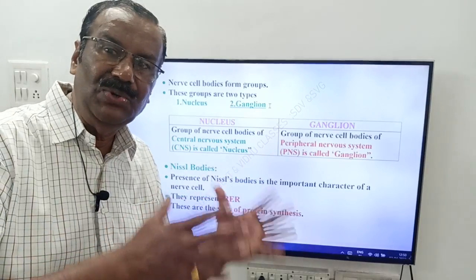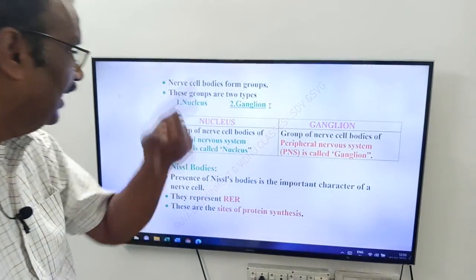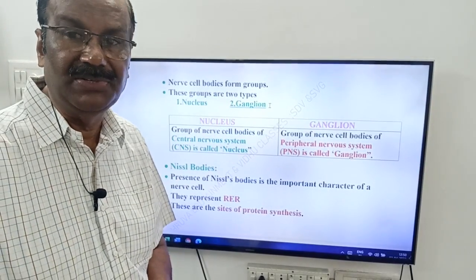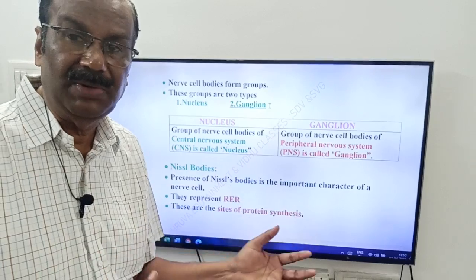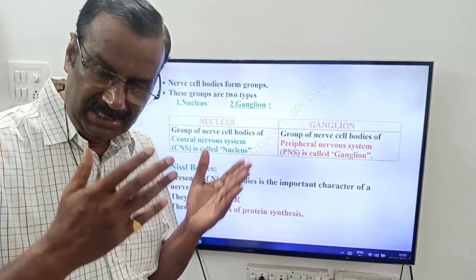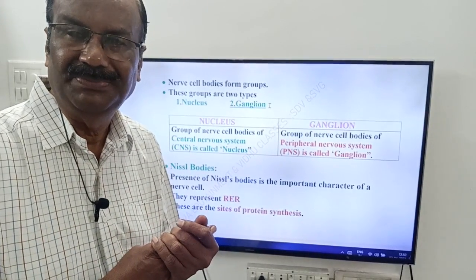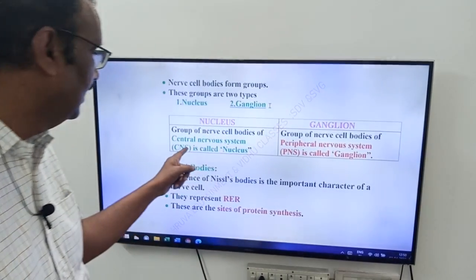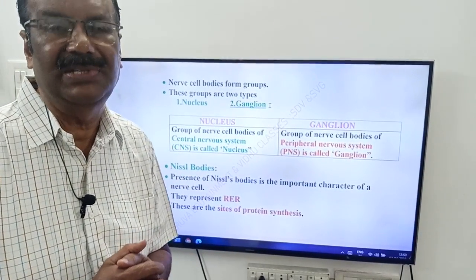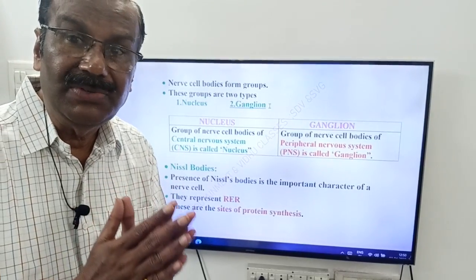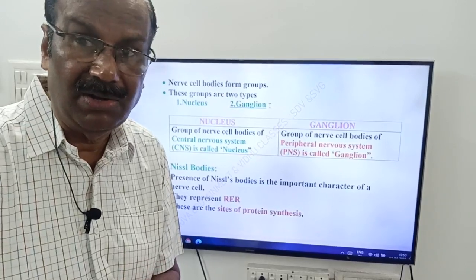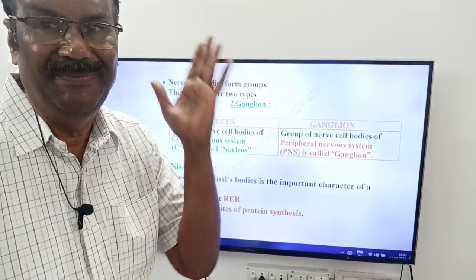But what is the difference between nucleus and ganglia? See friends, a group of nerve cell bodies of the central nervous system is called a nucleus. You know friends, the nervous system is of two types, central nervous system and peripheral nervous system. Peripheral nervous system is of two types, autonomous and somatic nervous system. Okay friends, a group of nerve cell bodies of the central nervous system is called as what? Nucleus. Group of nerve cell bodies which are present in the central nervous system, that is brain and spinal cord, is called as nucleus.